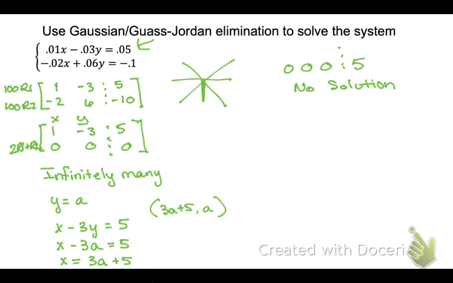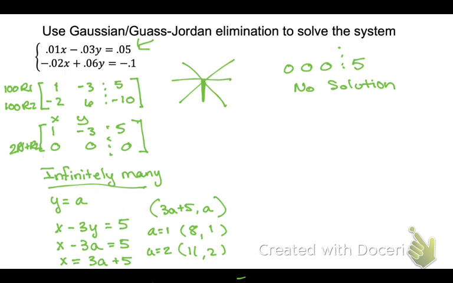So that means if I say a is 1, what's my ordered pair? 7 and 1. How about 8 and 1? 8 and 1. Okay. If I say a is 2, what's my ordered pair? 11 and 2. Makes sense what happens? Yep. Okay. So if it's infinitely many, you can't just stop.